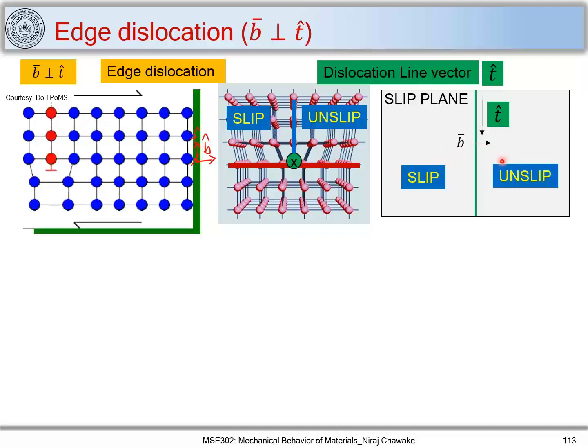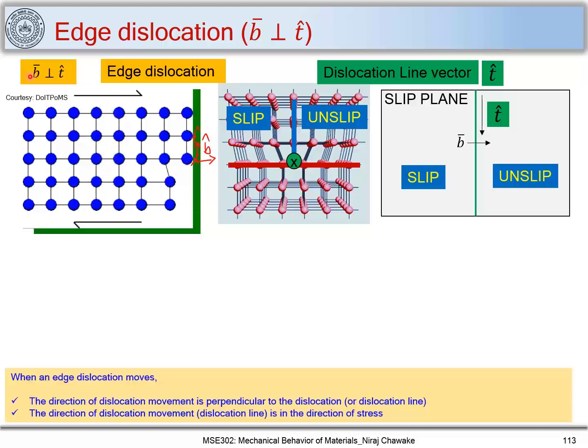Now let us reiterate what an edge dislocation is. An edge dislocation is a line defect where the Burgers vector is perpendicular to the dislocation line. So this is the definition of an edge dislocation. Now there are some important points to be noted. When an edge dislocation moves, the direction of dislocation movement is perpendicular to the dislocation line. So we can see that the dislocation is moving in this way, and you have a dislocation line here. So the direction of dislocation movement is perpendicular to the dislocation line. This movement is perpendicular to this T vector.